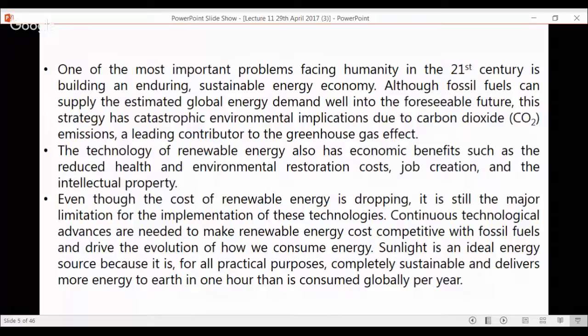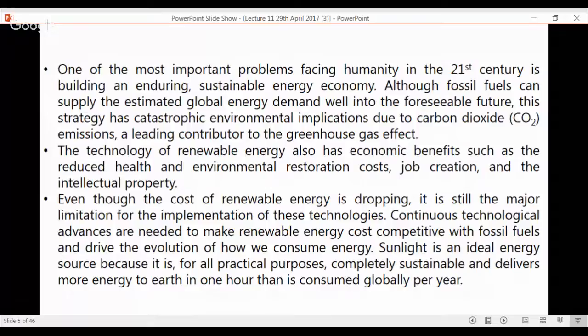The technology of renewable energy also has economic benefits, such as reduced health and environmental restoration costs, job creation, and intellectual property. By now you would have known intellectual property, because you are going to go into a new area, so it will create new intellectual property. Many of us were jobless, so now photocatalytic decomposition can be our job. Many things can be told like that. We will not go into all of them.